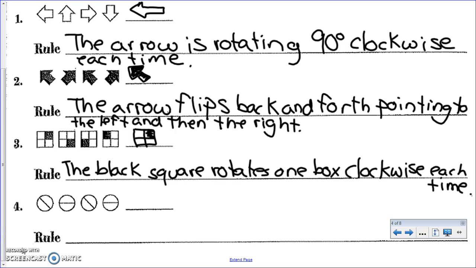So for 4, we have a circle, and in each one, the line inside the circle is shifting. So it starts out at a diagonal, then it goes horizontal, then it goes diagonal, then it goes horizontal. So our next shape is going to be diagonal again. So for a sentence, we're going to write the line inside the circle alternates between diagonal and horizontal.